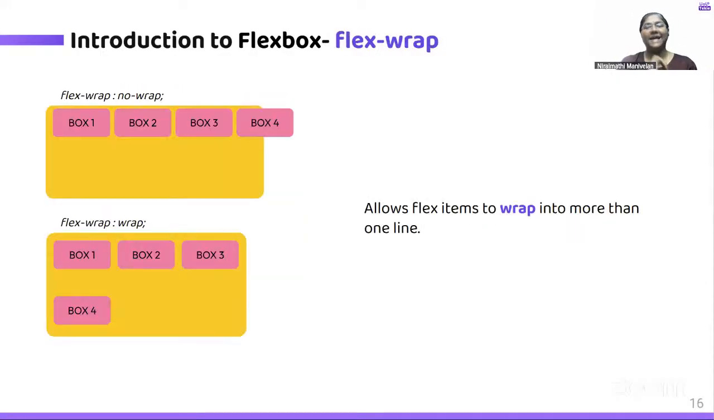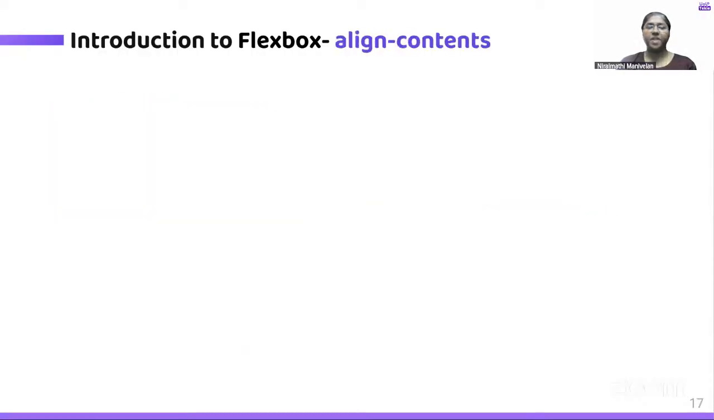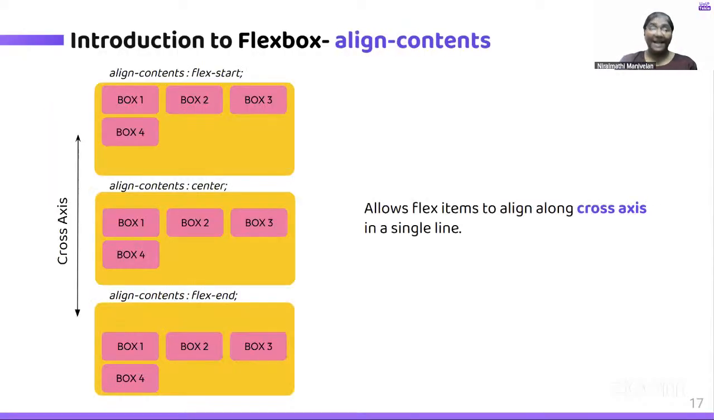Then flex wrap. If we have multiple components, if we are going to give no wrap, it will move outside of that flexbox, that is the parent container. If you give wrap, it will be placed evenly inside that parent container. This is flex wrap, wrapping the content inside the parent container itself.